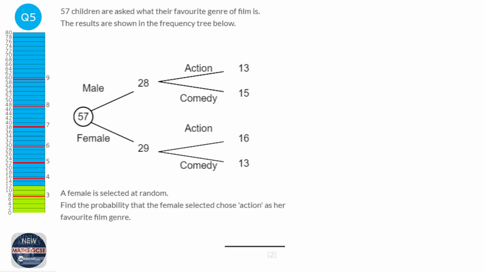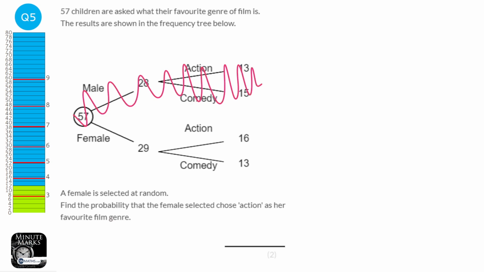The important thing to realise in this question is that we know a female has been selected. So we can just basically get rid of all of this part of the frequency tree because it's not relevant, because we know a female's been selected. So there's 29 females altogether, and we're looking for the probability that the female chosen at random picked action. So it's just simply 16 over 29.